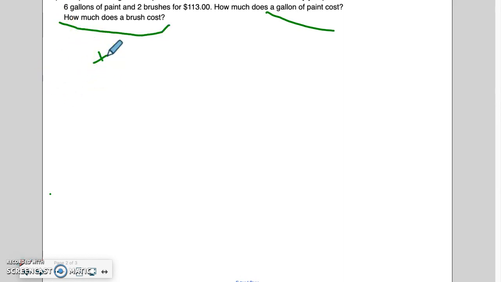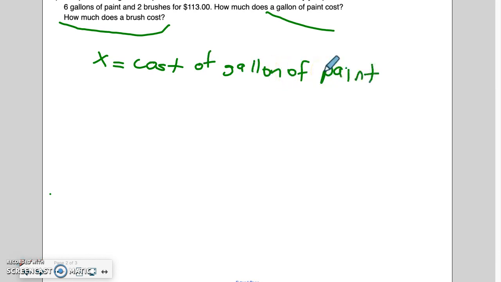All right, x is going to equal the cost of a gallon of paint. Sorry, I'm doing this. I know I'm a little off. Anne's watching me. And y equals the cost of a brush.